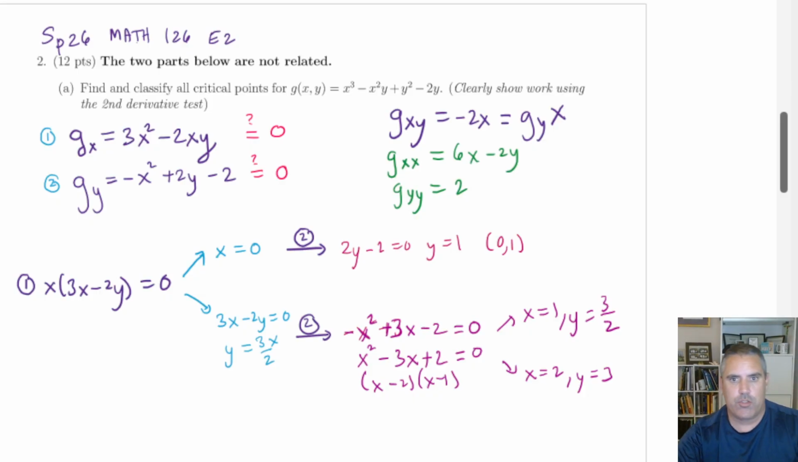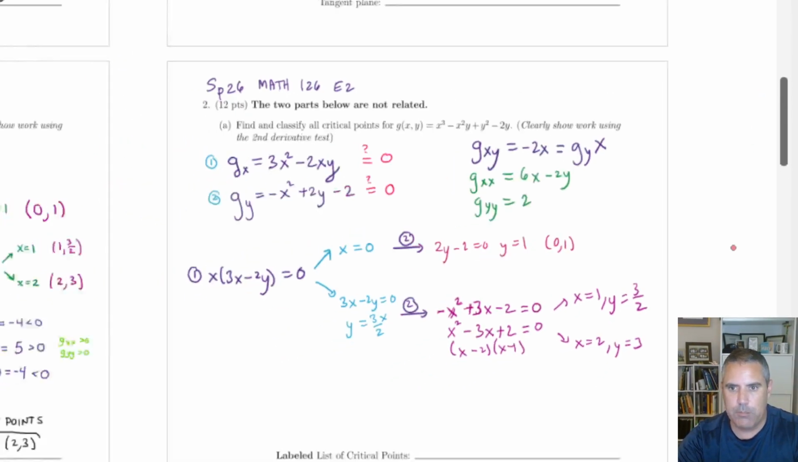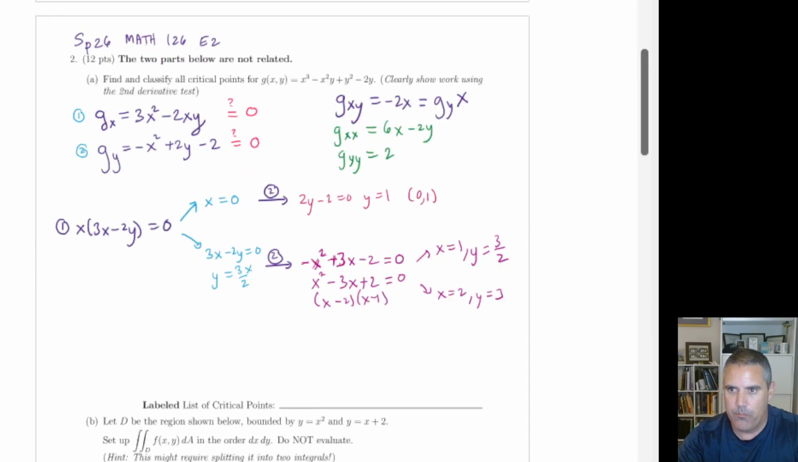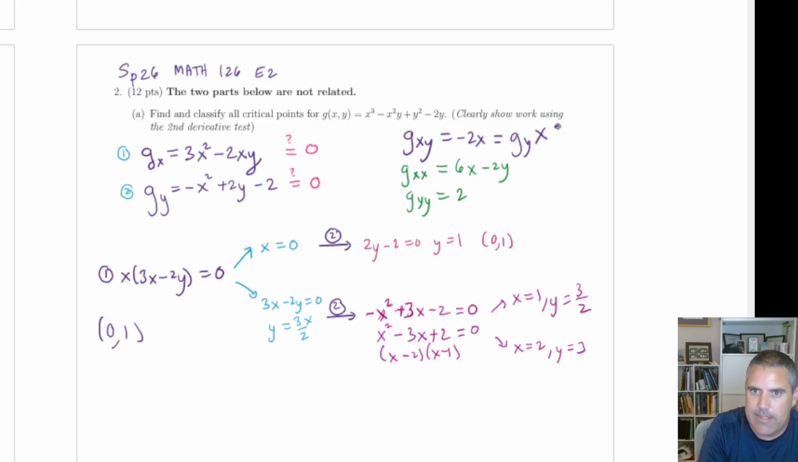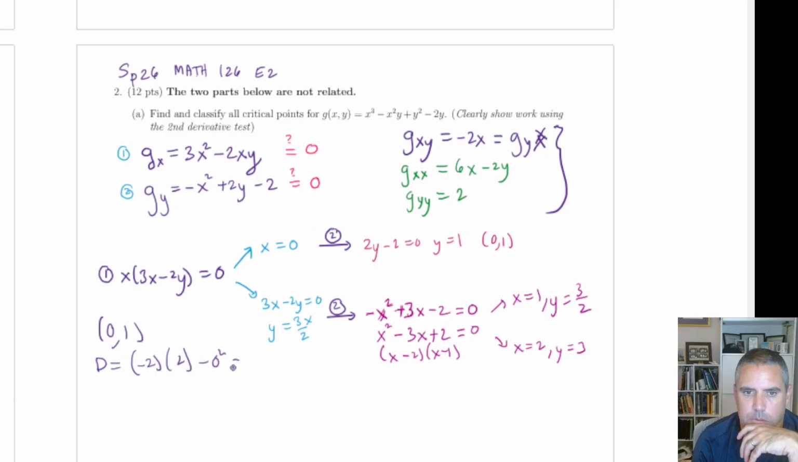The rest of the question is computing. So let me make this a little bigger. Oops, off the screen here. Let's just go. When I take 0, 1 and plug that into all of these things, what do I get? For 0, 1, I think g of x, x gives me negative 2, g of y, y is 2, and the mixed partial is 0. So you get d is negative 2 times 2, minus 0 squared. It's negative 4, which is less than 0, so it's a saddle.